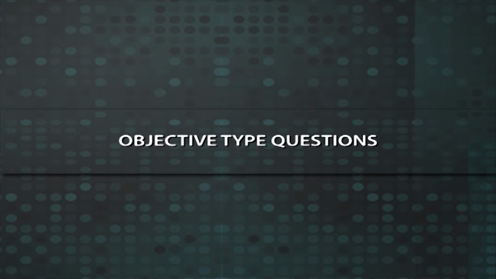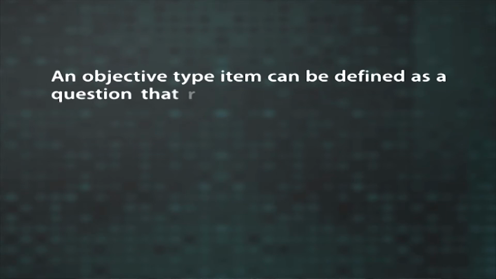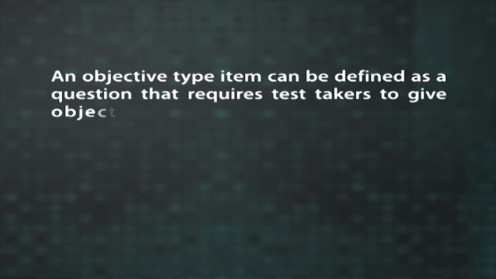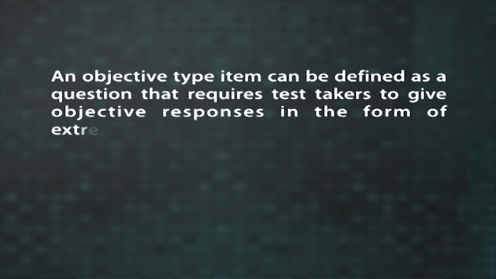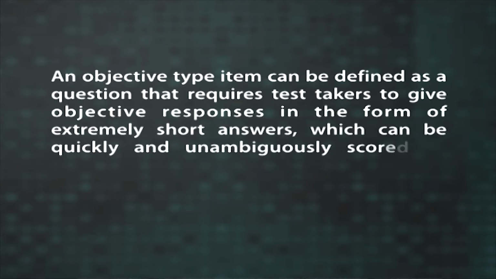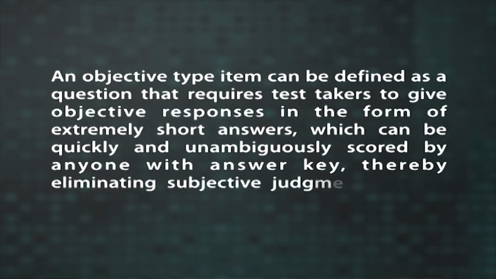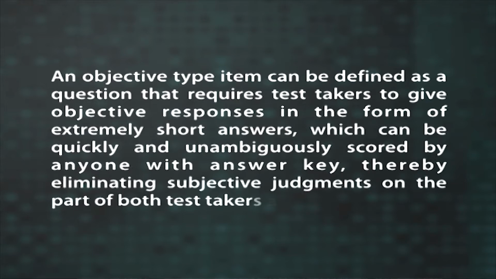Objective type questions. Of the three types of test items used in evaluation, the objective type is the one that yields most accurate results. An objective type item can be defined as a question that requires test takers to give objective responses in the form of extremely short answers, which can be quickly and unambiguously scored by anyone with an answer key, thereby eliminating subjective judgments on the part of both test takers and scorers.